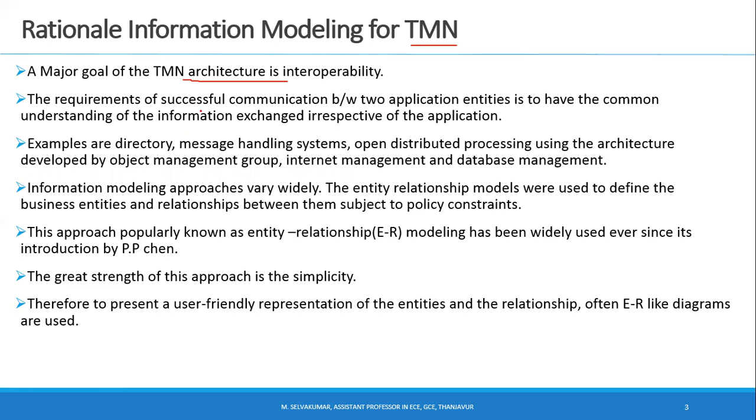So successful communication between two application entities needs a common understanding of the information exchanged, irrespective of the applications. So information modeling is used to exchange the information between the two applications irrespective of the applications. Examples are directories, message handling systems, open distributed processing using the architecture developed by the Object Management Group, internet management, and database management. Information modeling approaches are widely used.